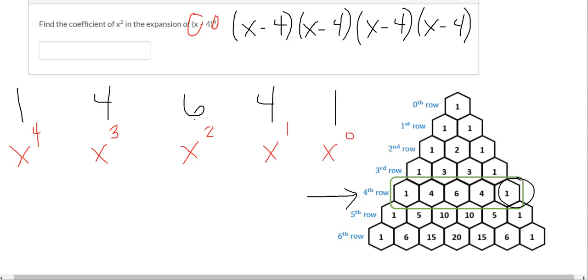Now we should know that x raised to the 0 power, anything raised to the 0 power is 1. So I'm just going to go ahead and cross that out because 1 times anything is just going to be itself. So now we look at the second piece of this.